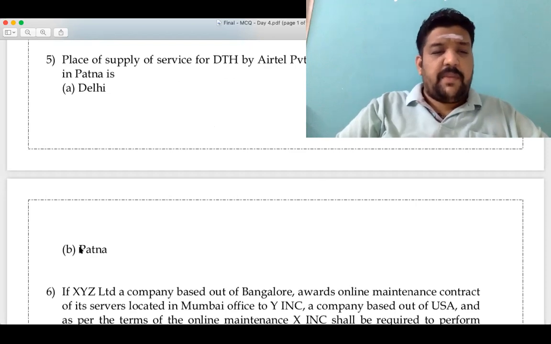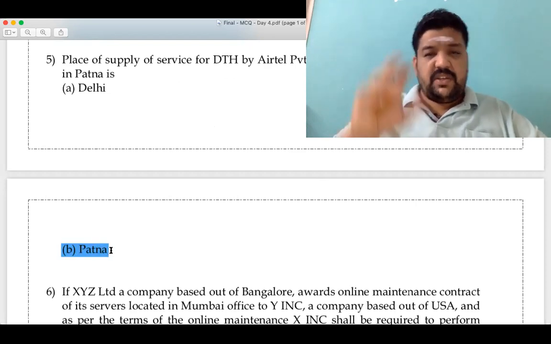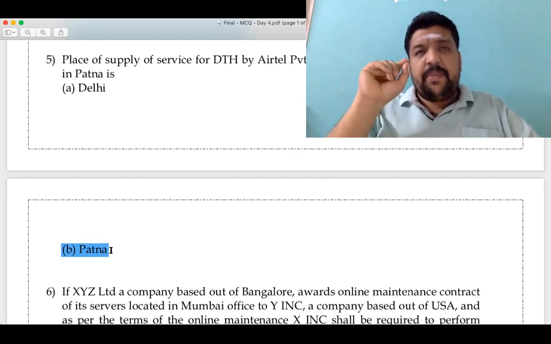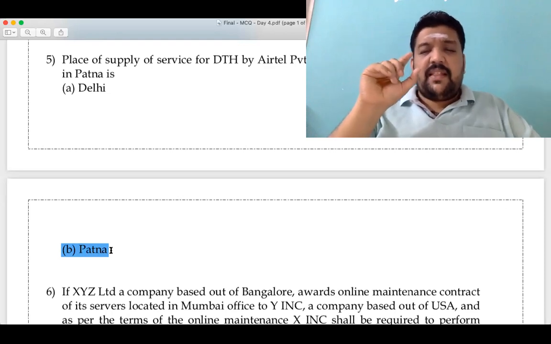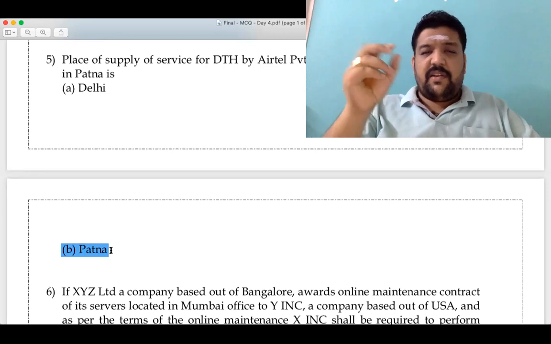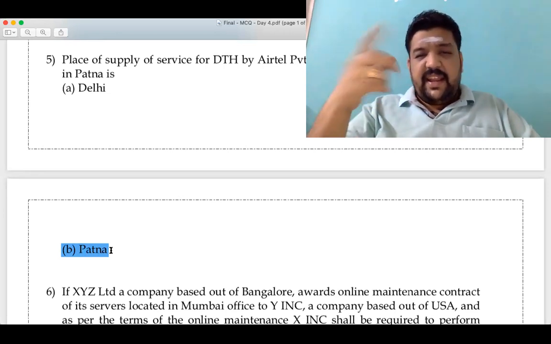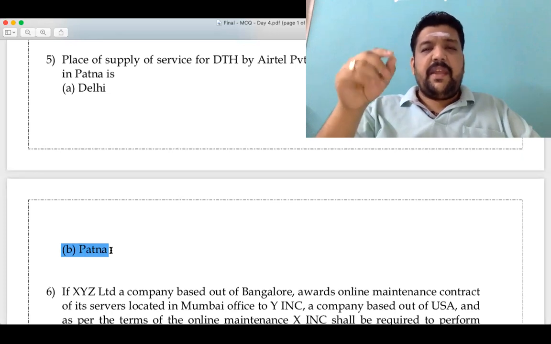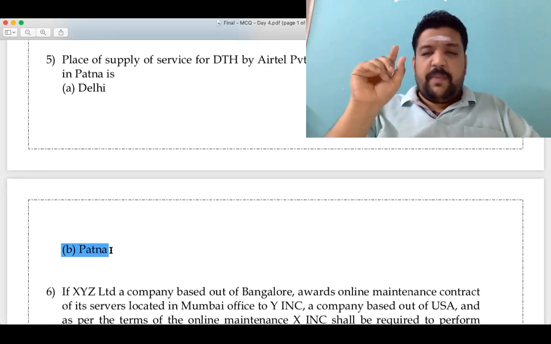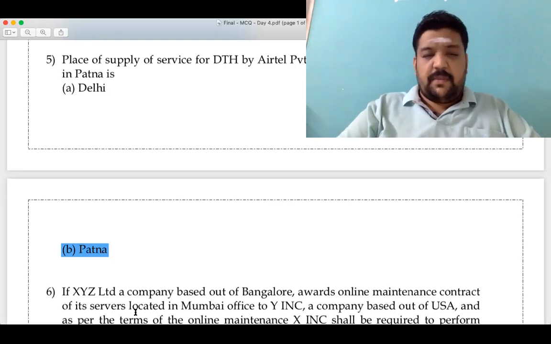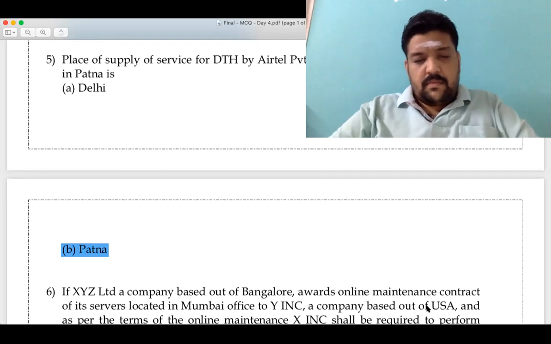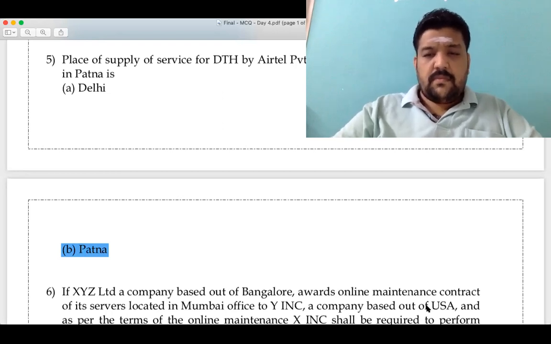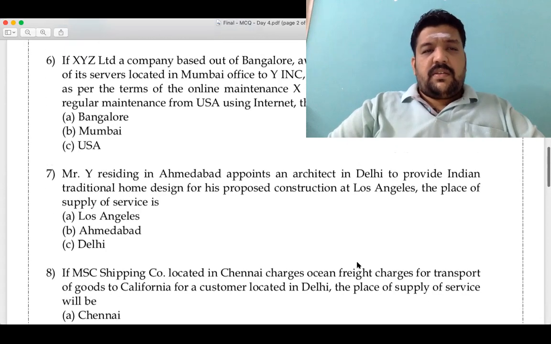The place of supply will be the place where the DTH device is installed. Recollect, in case of fixed landline, and in case of certain other items, it is the place where the asset is installed. When it comes to DTH services, they need that satellite receiver. The place where that equipment is installed would become the place of supply.